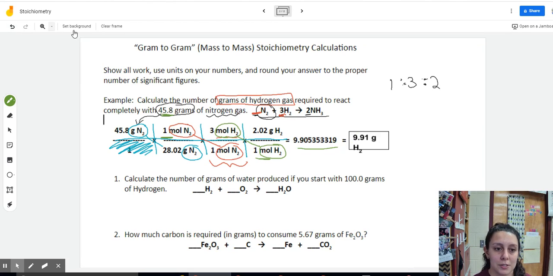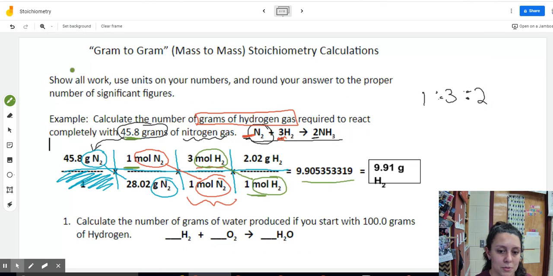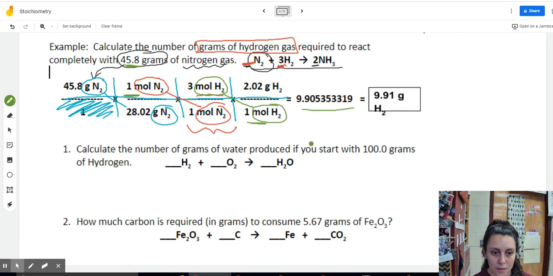All right, let's look at another example. I'm just going to zoom in here. Okay, so now we're going to do this one. Calculate the number of grams of water produced if you start with 100 grams of hydrogen.